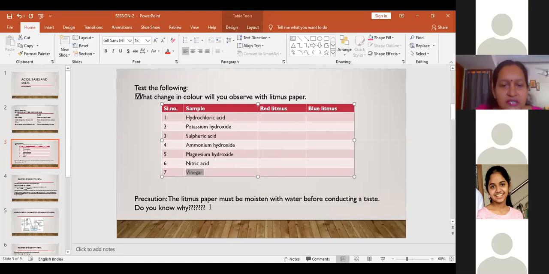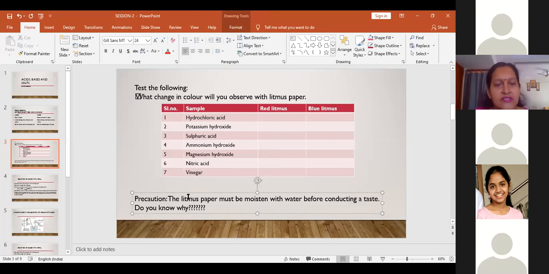It is because these acids or bases show their characters with the change of litmus paper only when the acidic or the basic ion associated with it is liberated. Every acid has an H+ ion and every base has an OH- ion. Now this H+ ion or OH- ion can only be released when the acid or the base is dissolved in water.